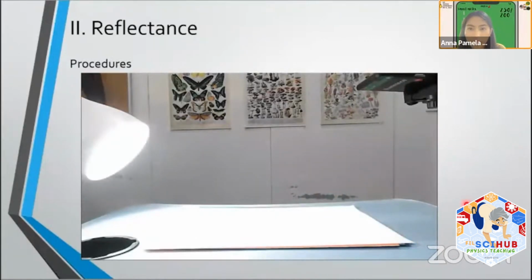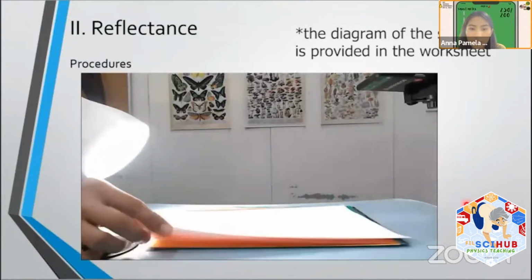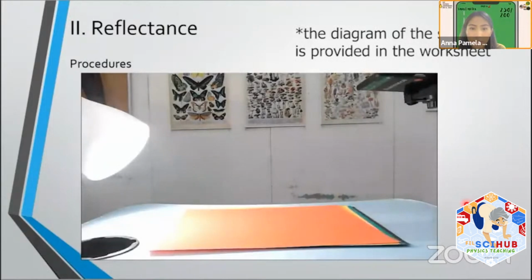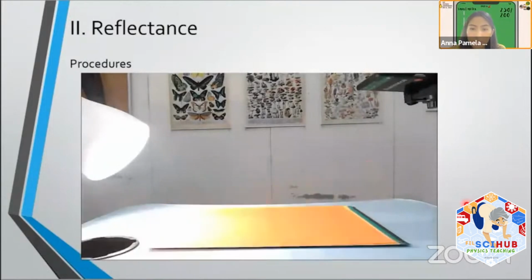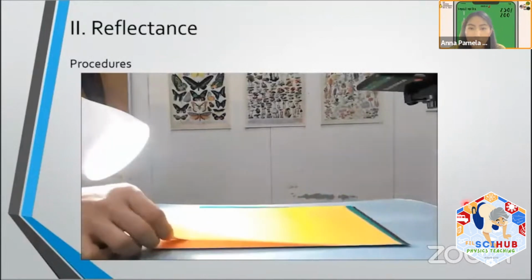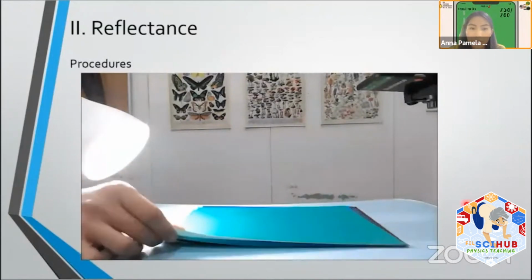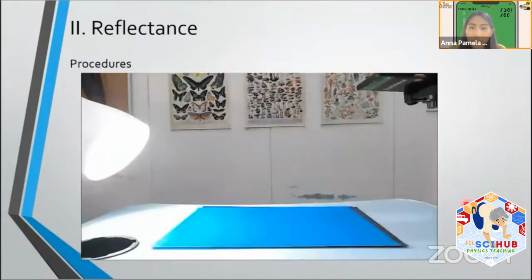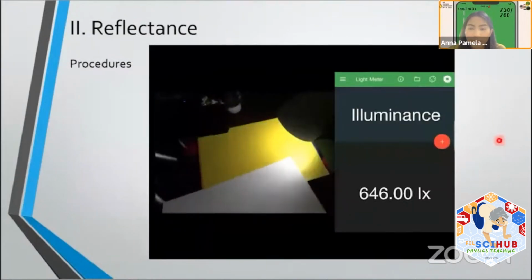Arrange the materials following the diagram of the setup, and then measure the light intensity from each paper. Physics Toolbox will automatically record the measurement as soon as you start the experiment, but you can always manually record the measurements.